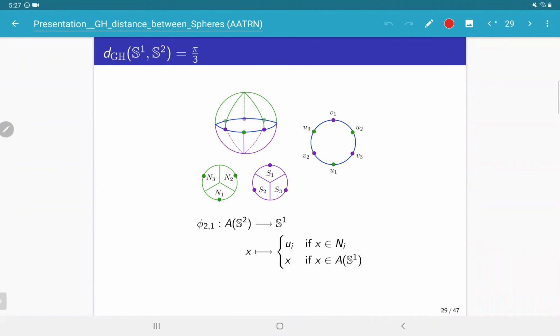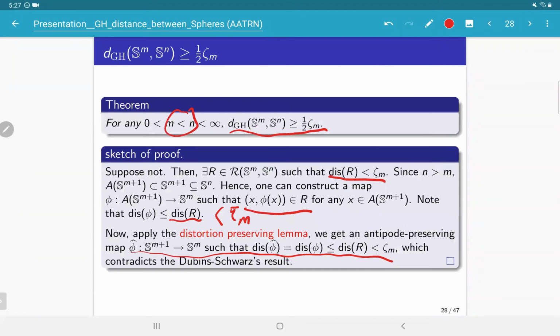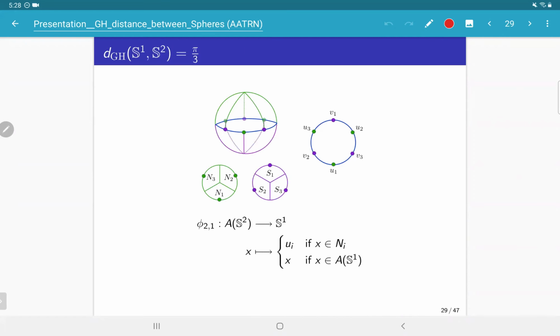Yes, so, as I said before, we know that for some pairs (m, n), this equality holds, and one of them is when m is 1 and n equals 2. So let me try to explain why that is true. Okay, so we already learned that the Gromov-Hausdorff distance between S^1 and S^2 is lower bounded by pi over 3. So to show equality, we only need the upper bound direction. And to do that, we will build a surjective map from S^2 to S^1, having distortion exactly equal to 2 pi over 3.